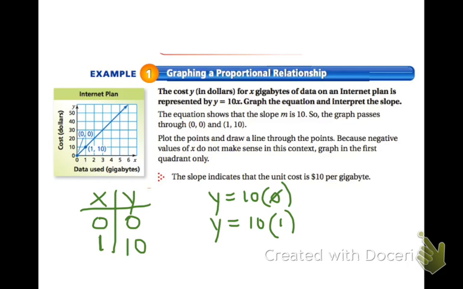And this is what they have graphed. They have graphed 0, 0, and 1, comma 10. You plot the points and draw the line through the points. Negative values of x do not make sense in the context of this problem, so you really only need to graph in the first quadrant, and that's going to be true for about everything we're talking about. The slope indicates that the cost is $10 per gigabyte. So this is a really important concept right here. This is interpreting the slope. What does the slope mean? The slope means that the unit cost is $10 per gigabyte. That's the information we get from this equation and this relationship.